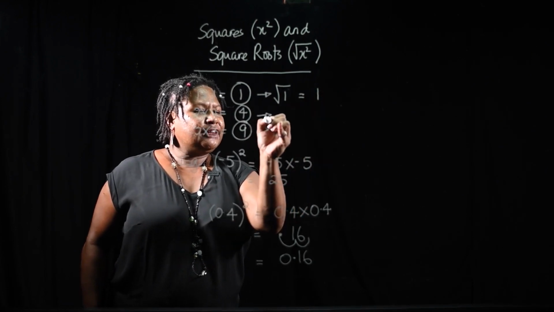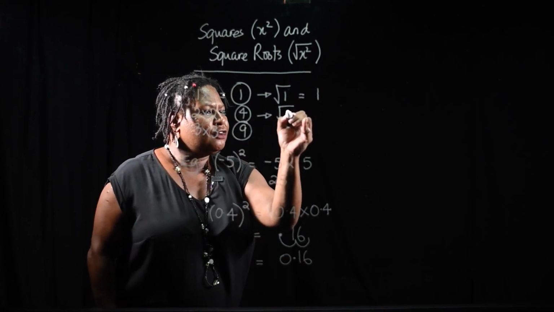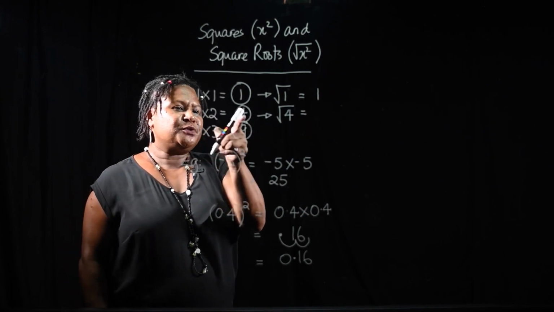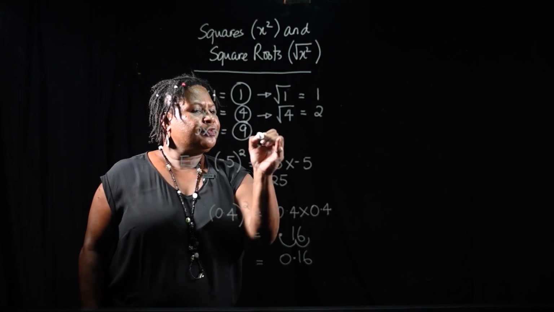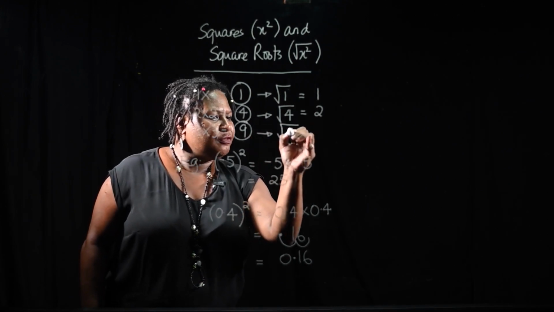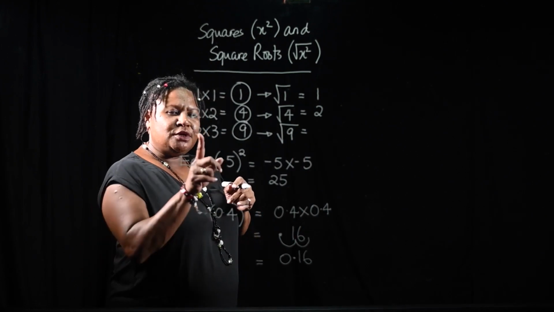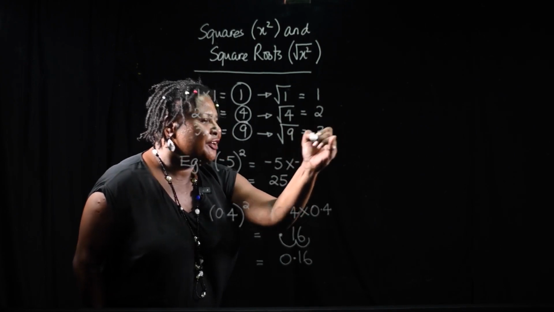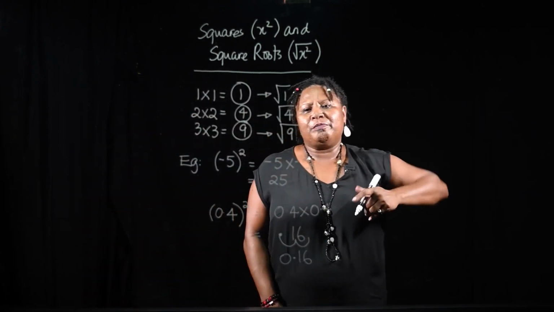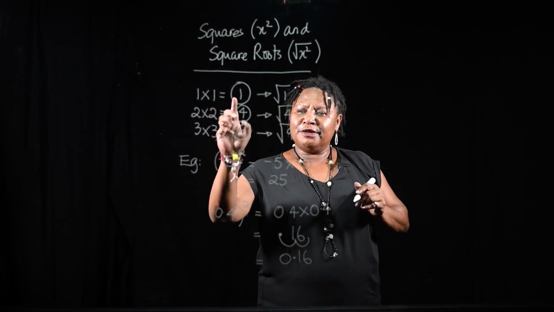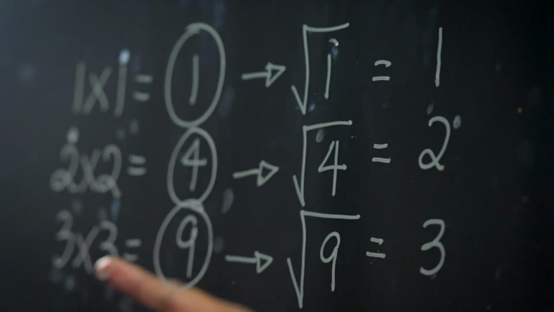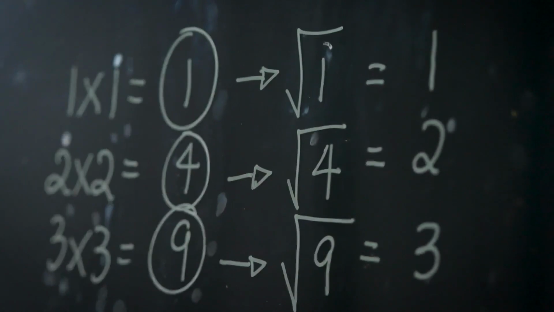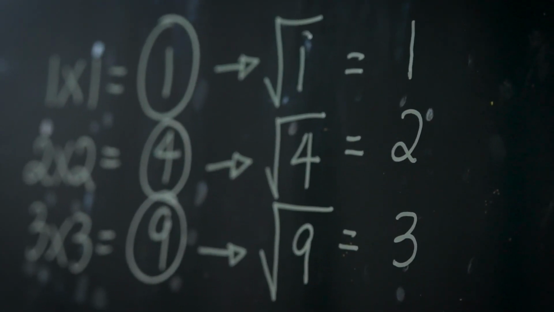Have a look at the second one. Root of 4. 2 times 2 is 4. That means the square root of 4 is 2. Next one, the square root of 9 is equal to, we know that 3 times 3 is 9, so the root of 9 is 3. So, when you square a number, you are multiplying a number by itself to give you a square number. Whereas with the square root, you are finding the number that was multiplied by itself.